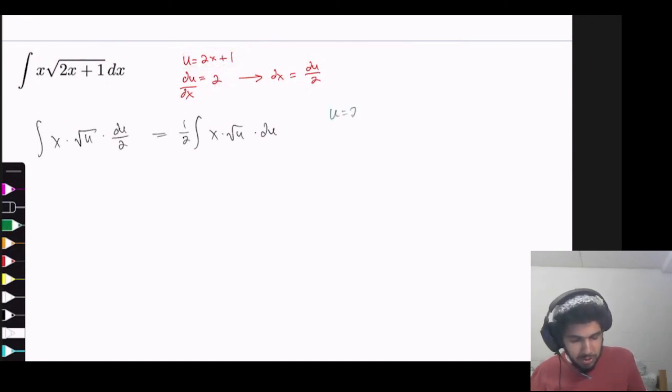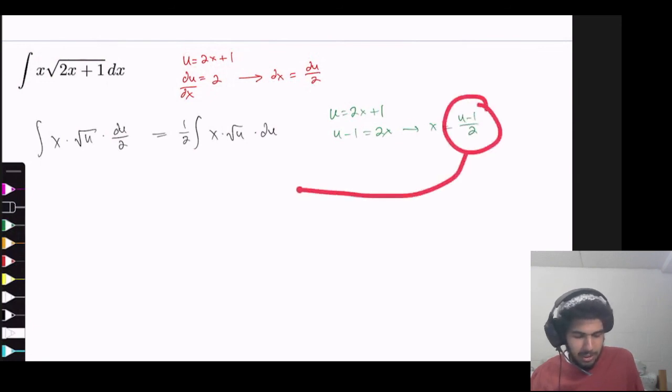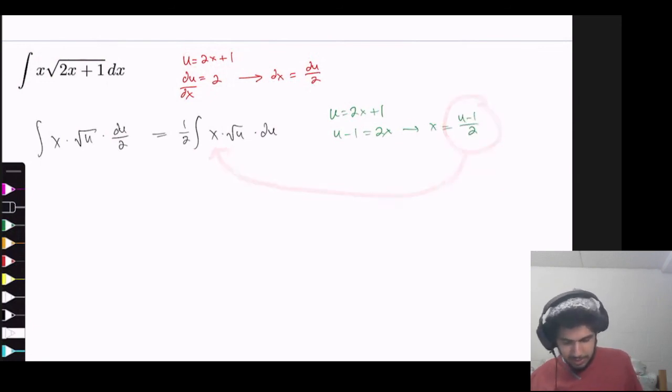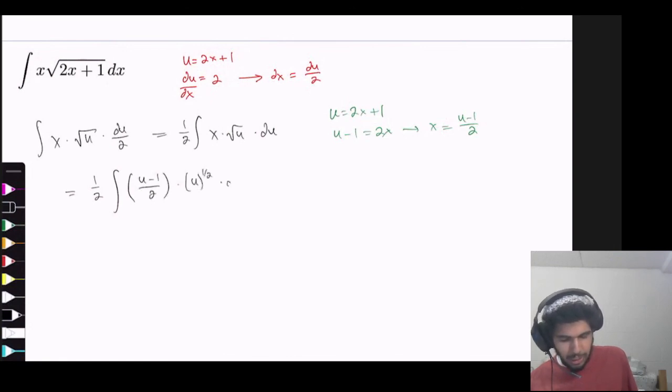If u equals 2x plus 1, then u minus 1 equals 2x, and x is equal to u minus 1 over 2. So why don't we plug this back in? We get 1/2 integral of (u minus 1 over 2) times, I'll change the square root of u to u to the 1/2, times du. Now it's all in terms of u. So that's looking a lot better.